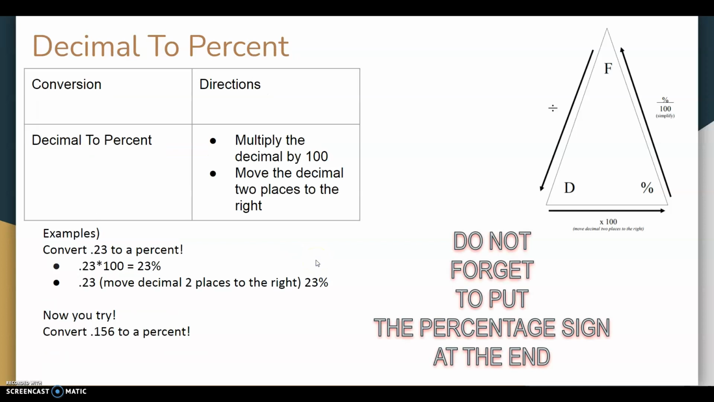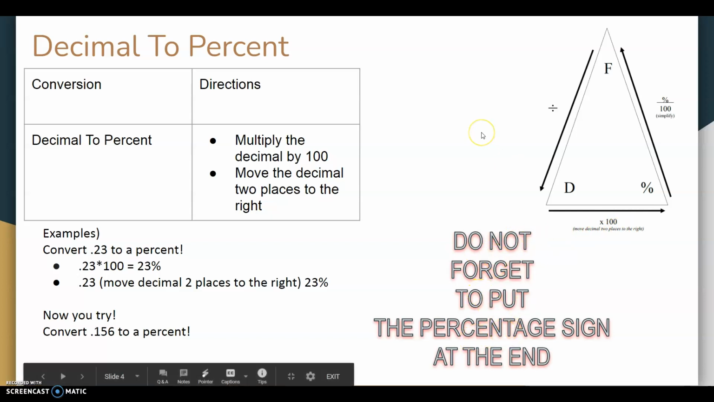Time to move on to decimal to percent. When we go decimal to percent, we have to multiply the decimal by 100, or we can move the decimal two places to the right. As you can see from D to percentage, you can either times by 100 or move decimal two places to the right. Remember, do not forget to put the percentage sign at the end of your answer.